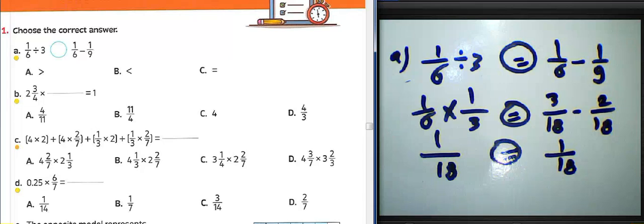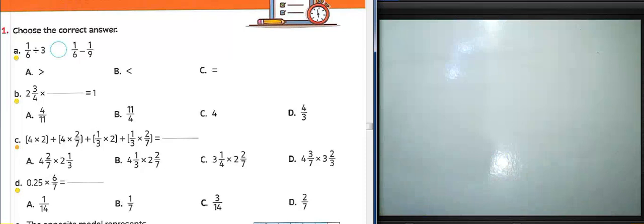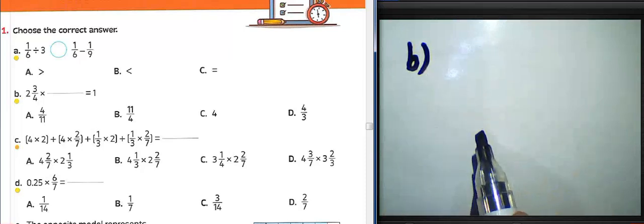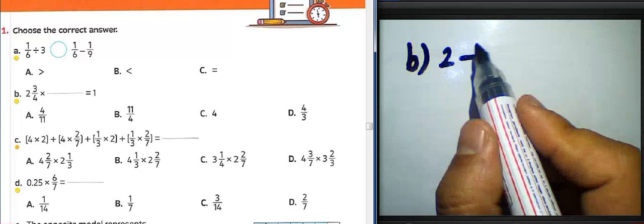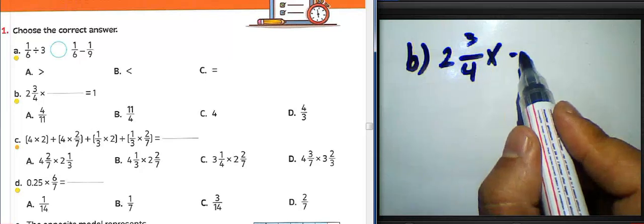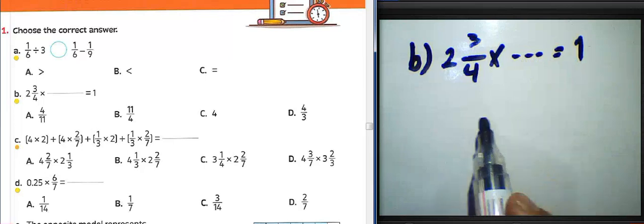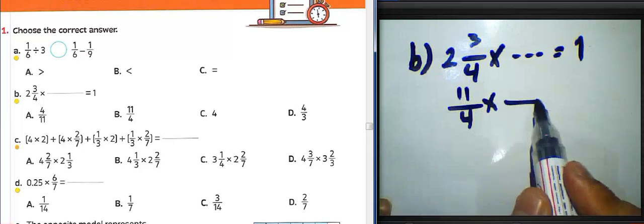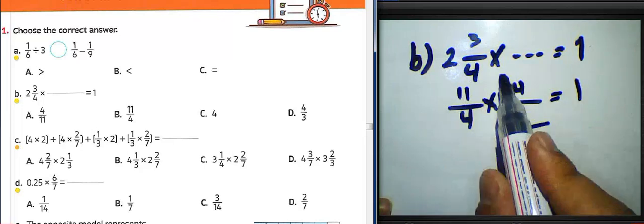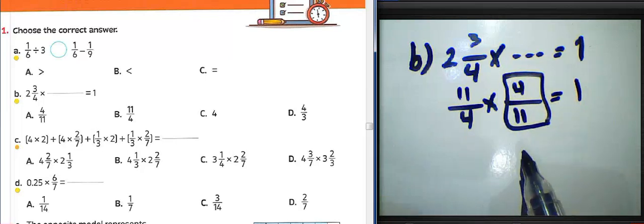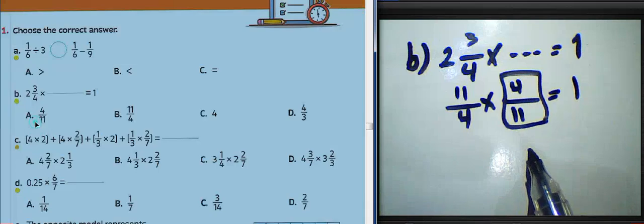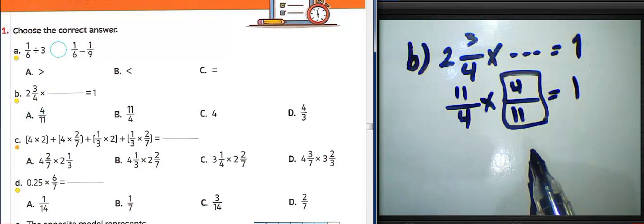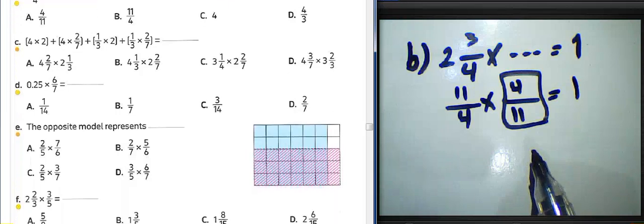And what about letter B? Letter B here. 2 and 3 over 4 times what equals 1. We can write 4 here. 2 times 4 equals 8 plus 3 equals 11. 11 over 4 times 4 over 11 equals 1. You will write 4 over 11. Choose letter A about this question, okay? Don't forget to choose. You must remember to choose letter A.